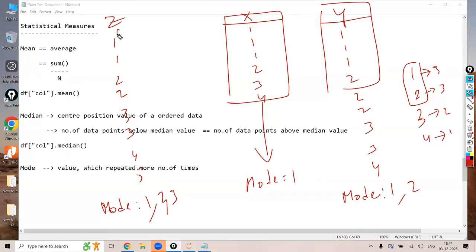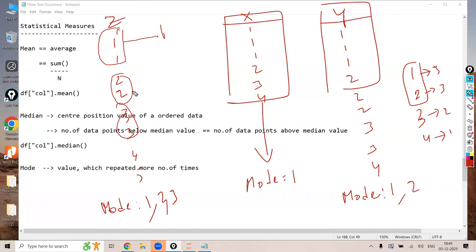Sir, for example, this one. Which one was most repeated? Sir, 2 was repeated. No, sir, I did not ask which was repeated. I asked which was most repeated. Which value was repeated more number of times? Here 1 was repeated how many times? 3 times. 2 was repeated 2 times. 3 was repeated 2 times. Out of these, which one is the highest? Which one got repeated more number of times? 1. So only 1 will be considered the mode.